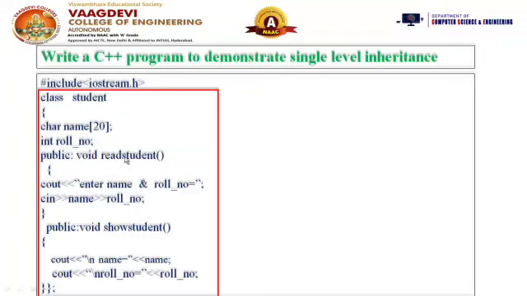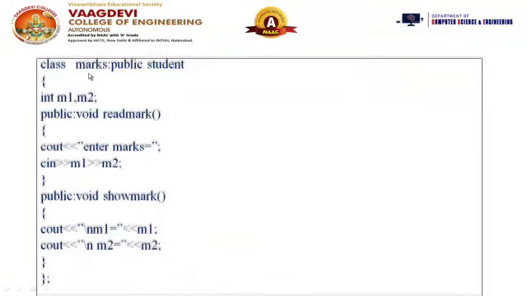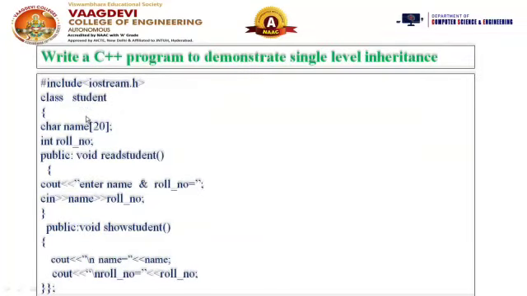This readStudent function takes values from user and assign it to name and roll number variable. This showStudent function display the values in name and roll number. At this statement, it establishes a relationship between marks and student class. This marks class is a subclass which derives student class property and will access function in class student by object of class marks.